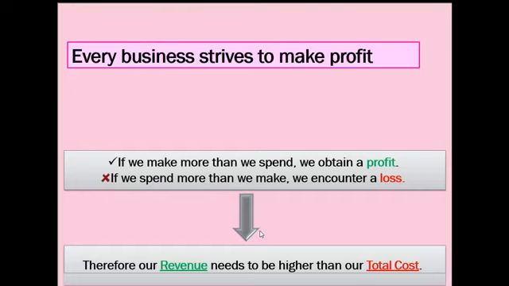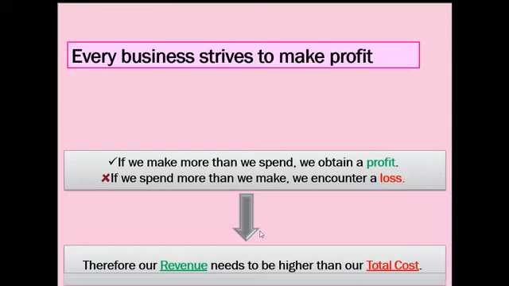For example, the total cost of producing 10 vehicles stands at $2 million, and we've sold them at the rate of $2.5 million. Revenue is more than the cost, and we can have profit, or we say we have profit.